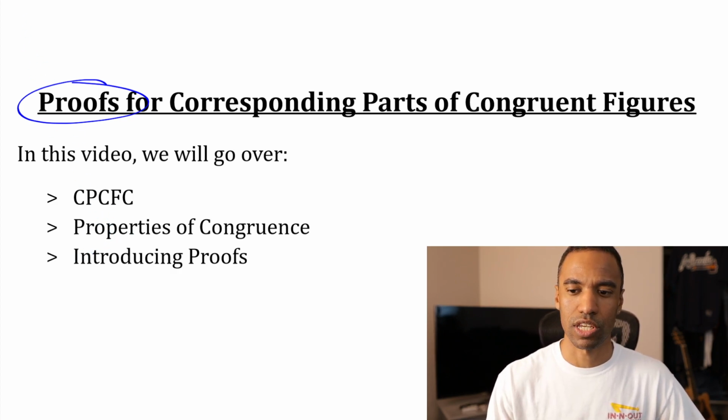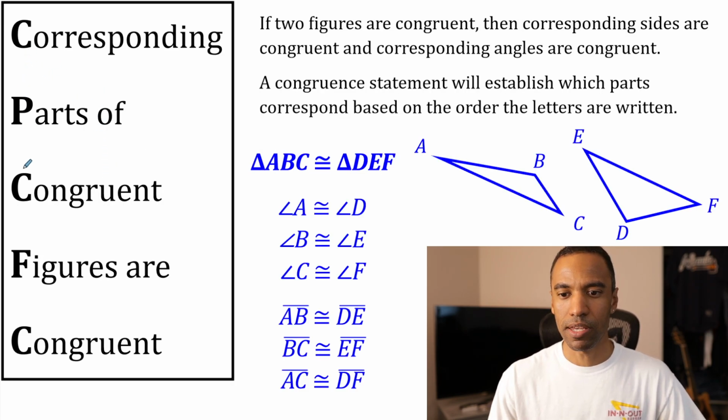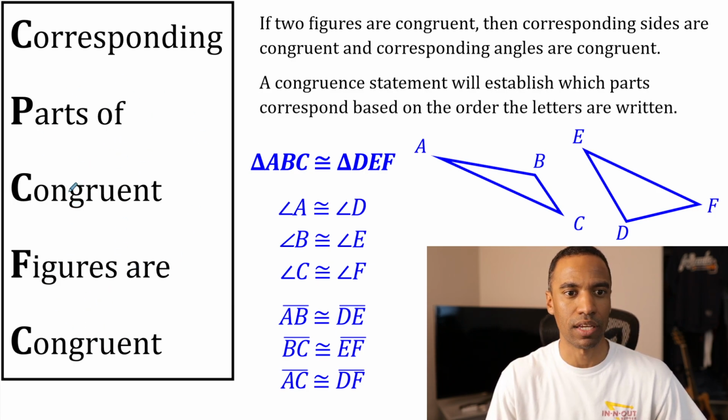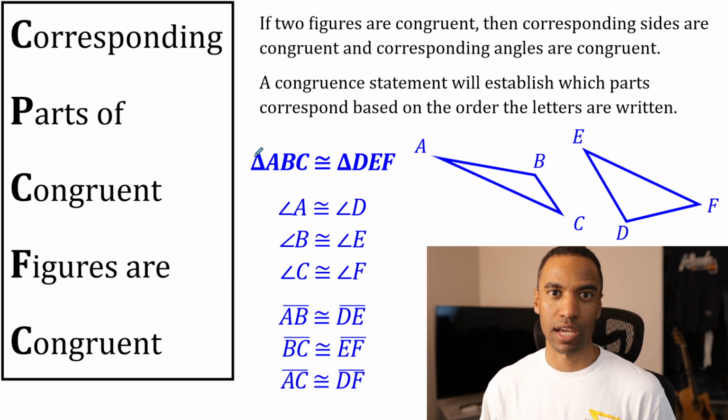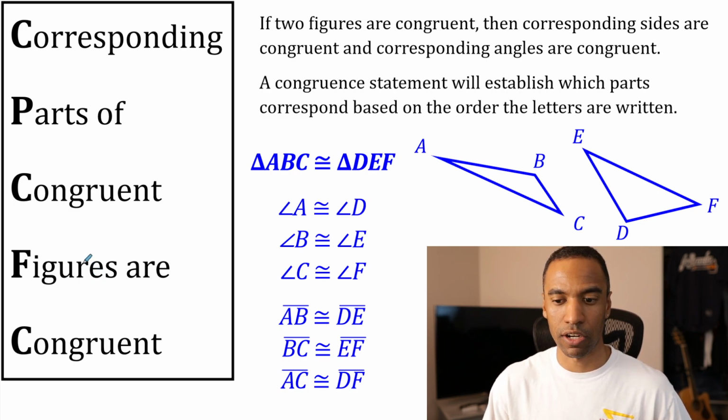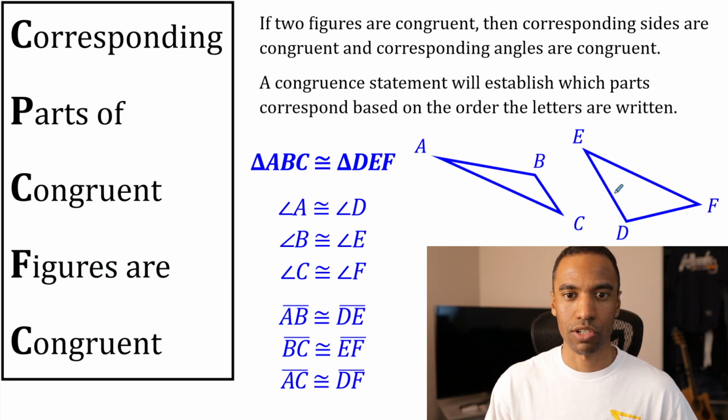Let's start with CPCFC. Now, CPCFC stands for corresponding parts of congruent figures are congruent. It's a sentence, which means something. And let's start with the congruent figures aspect. Well, a figure is like a triangle or a quadrilateral or a pentagon or a circle or whatever, right? Those are figures, those are drawings. Here's a figure. Here's a figure.